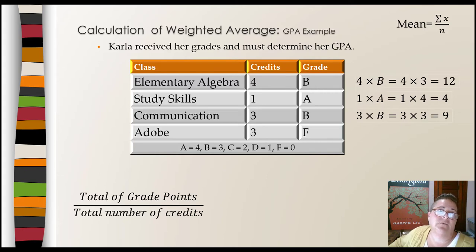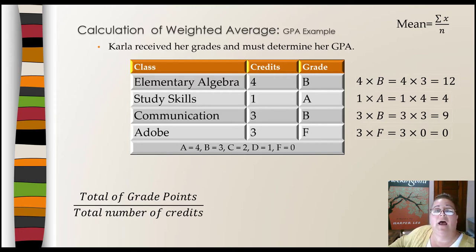The Adobe class was an F. It's worth 3 credits. So that F is not 1 F. That's 3 Fs. The 3-credit class means that F counts 3 times. So 3 times F, or 3 times 0, means she will be awarded 0 points for that class.